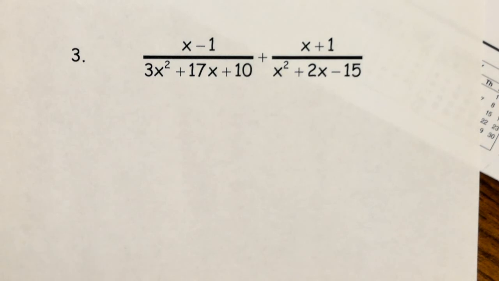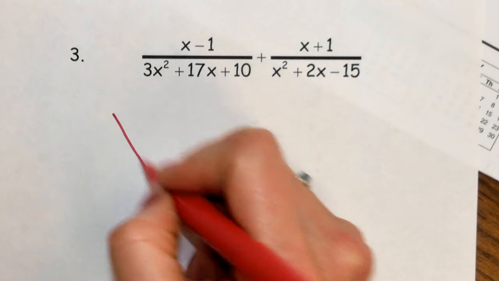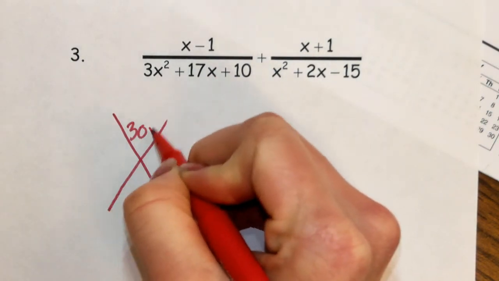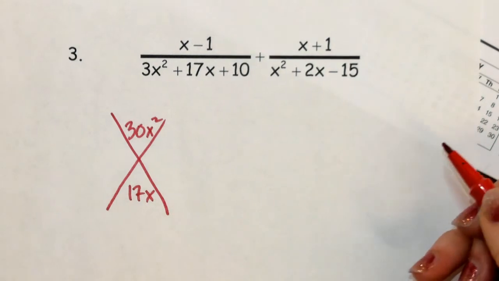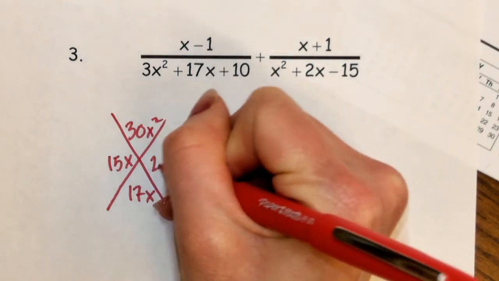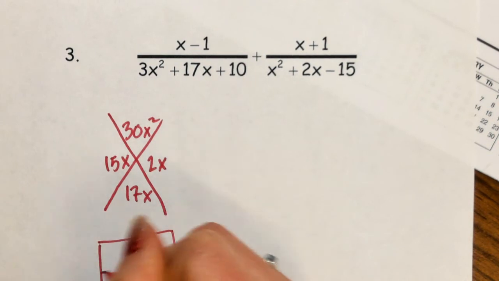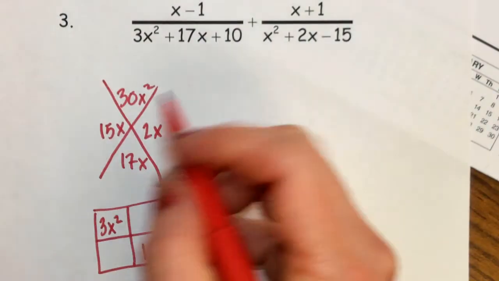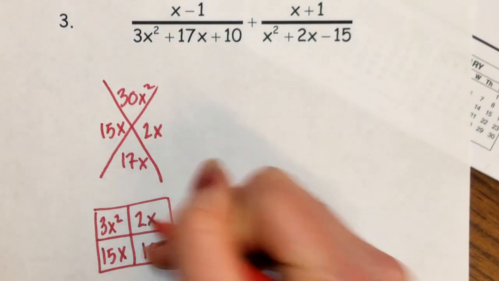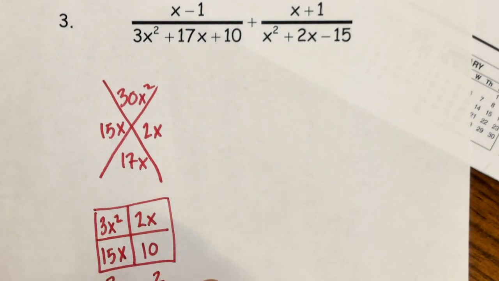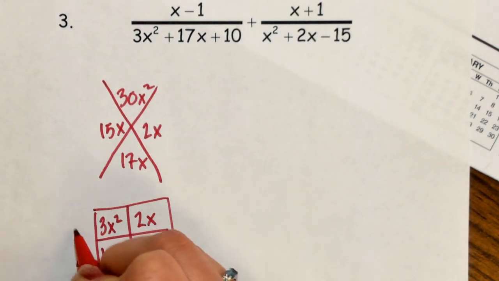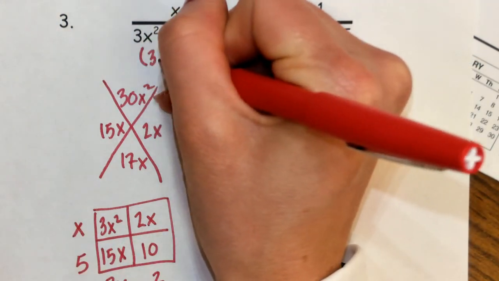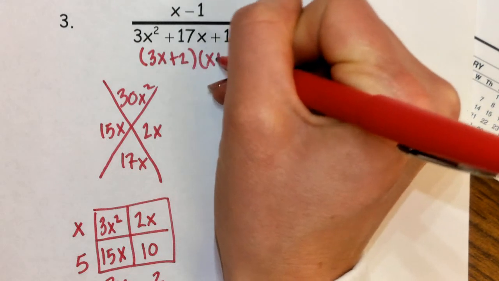All right, we have a couple more examples. Here is 30x squared and 17x, 15 and 2, 3x squared, 10, 15 and 2x, so that's a 2, 3x, that's a 5, and x. So I get 3x plus 2 and x plus 5.